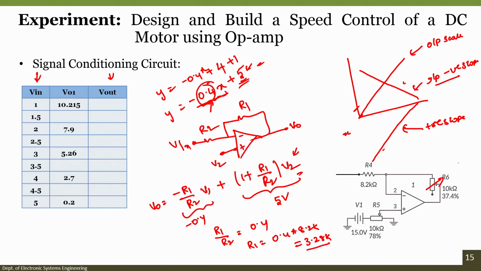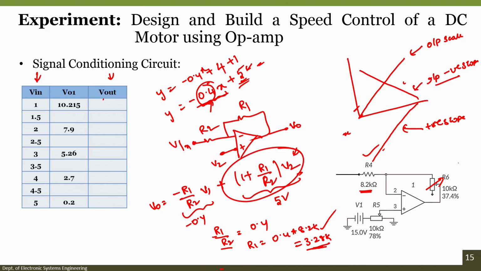So, this problem is solved. We have considered R2, which is nothing but R4 in my case, as 8.2 kilo ohms. Then R6 is a pot we are considering in place of our R1 to set the gain to get the required output. So, that we can tune the gain as well as the offset in order to properly match 1 volt with 1 volt. So, this part is done, but what about this part?